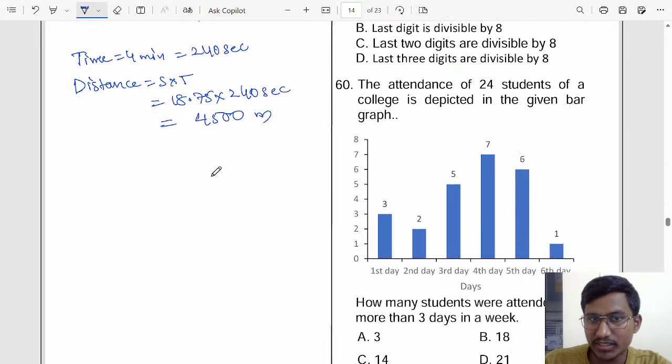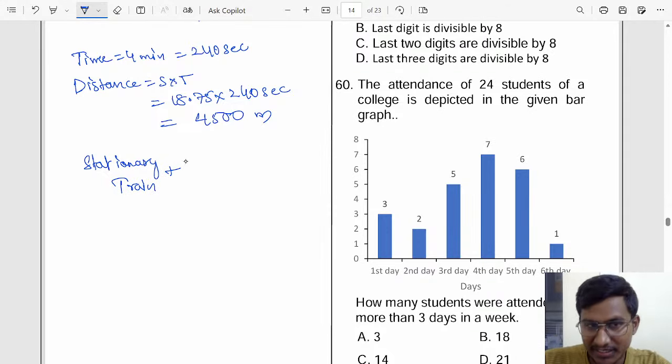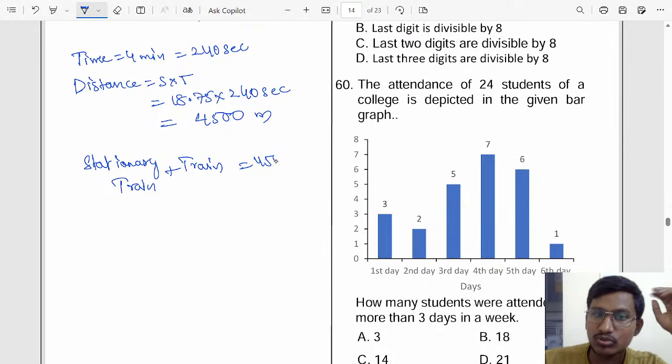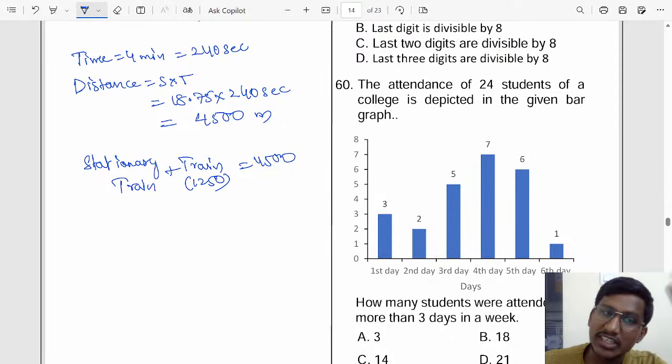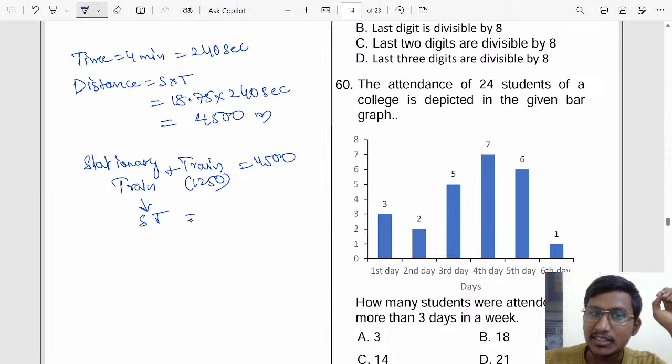1250. So that distance, is it including the train length? That is the stationary train plus the running train. Both will be 4500. In this we know the train length is 1250, so if you minus 1250 you will get the answer. So stationary train, I am writing ST, 4500 minus 1250.